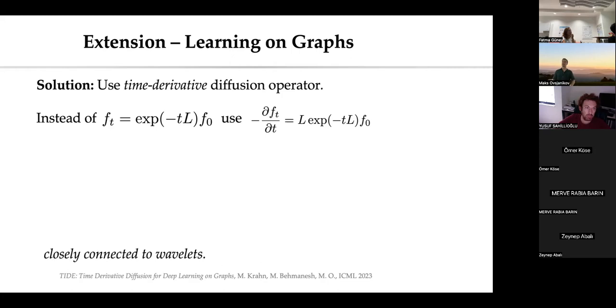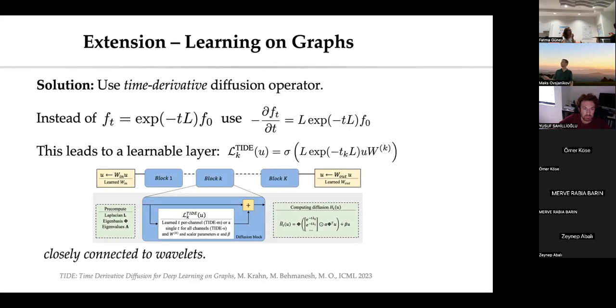And so this leads to a learnable parameter setup where you have some input features, and then these blocks. Each block has a learnable time-derivative diffusion with some learned coefficients W, and we also have a learned time. So two things are learned, W and T_k. We don't have multiple branches communicating. All we have to do is learn W and T. And it's okay.